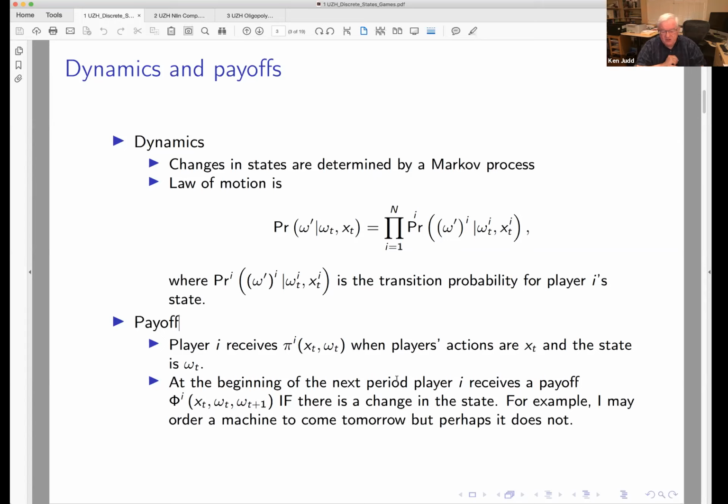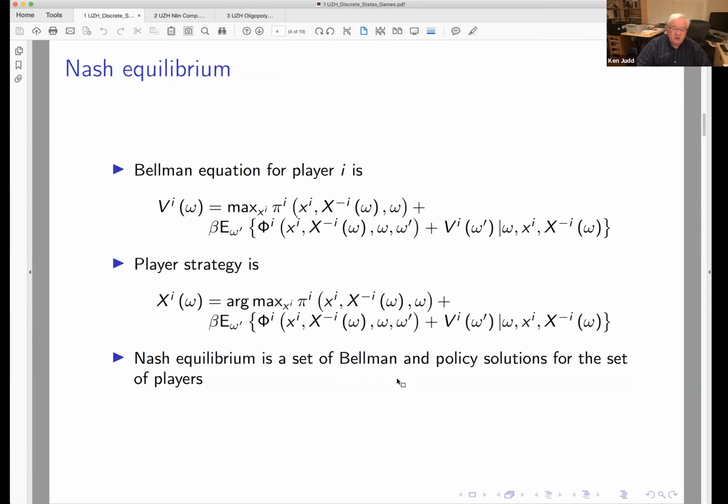We want to make it look like: make a decision and an attempt, and then I get a factory or not, and then I pay for it when it arrives. Nash equilibrium. Now, again, this looks like dynamic programming. Each player i has a value function.